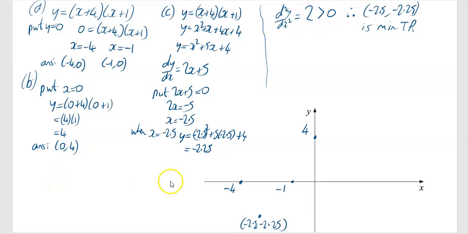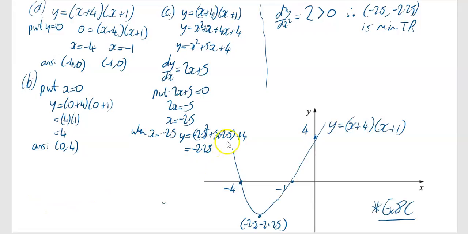You can see now the curve I've drawn on. This was (-4, 0), this was (-1, 0), this was (0, 4) on my y-axis, and this was our minimum turning point of (-2.5, -2.25). So I'm now going to go on and draw my curve. I will pause the video and do this because it's very hard to do it on a computer screen.